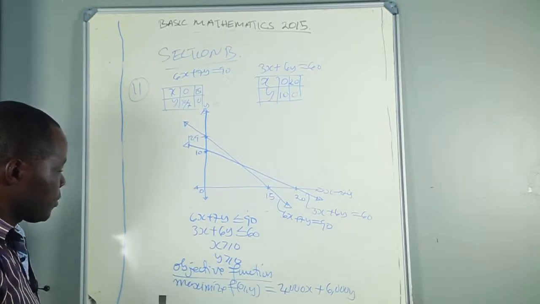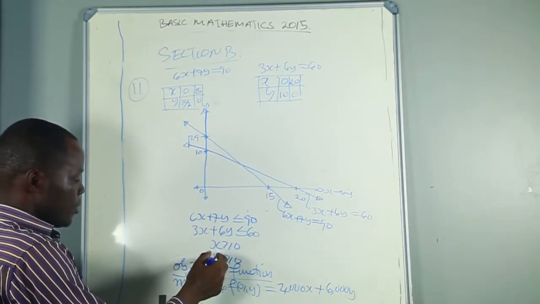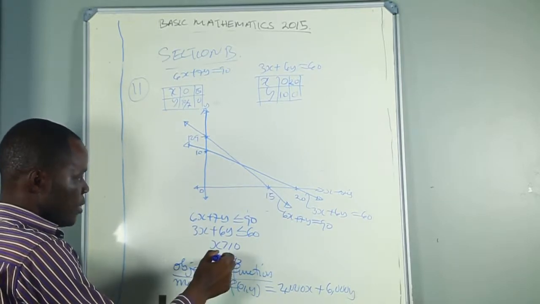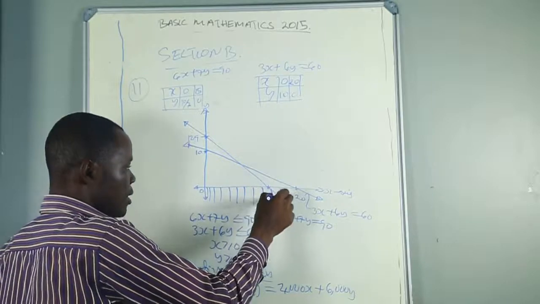Then we shade. We have x greater than or equal to 0, so we shade to the left of this line, and also y greater than or equal to 0, we shade below this line. We shade the unwanted region, leaving the wanted region clear.